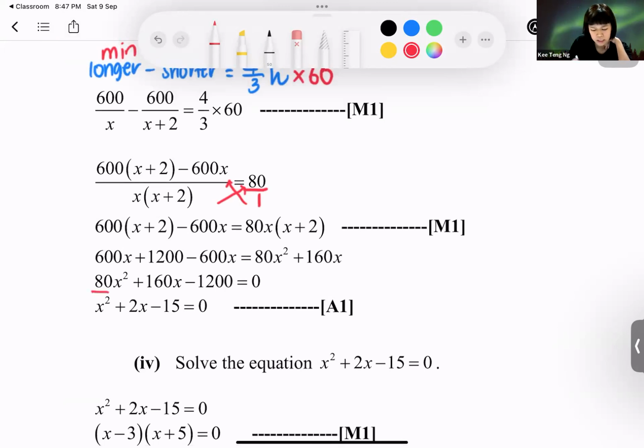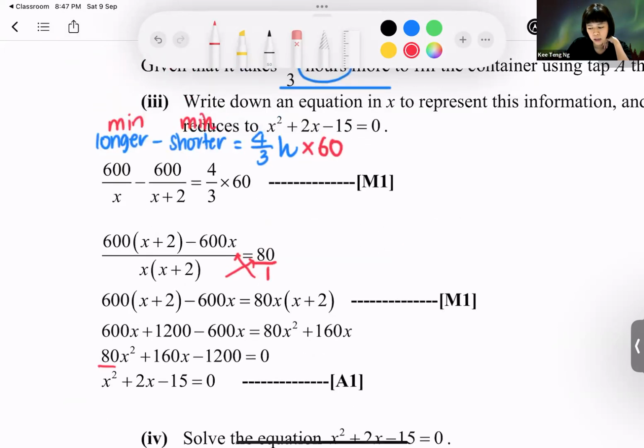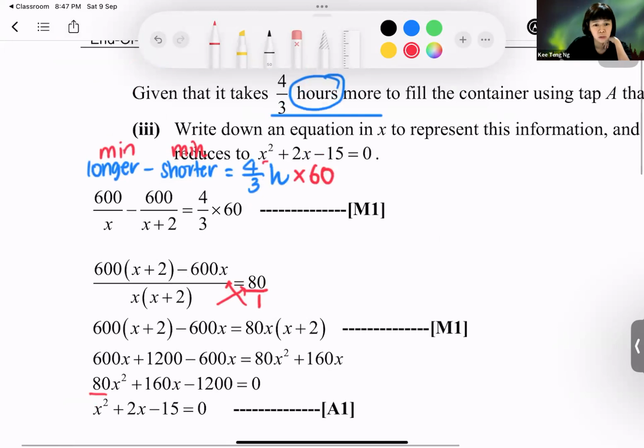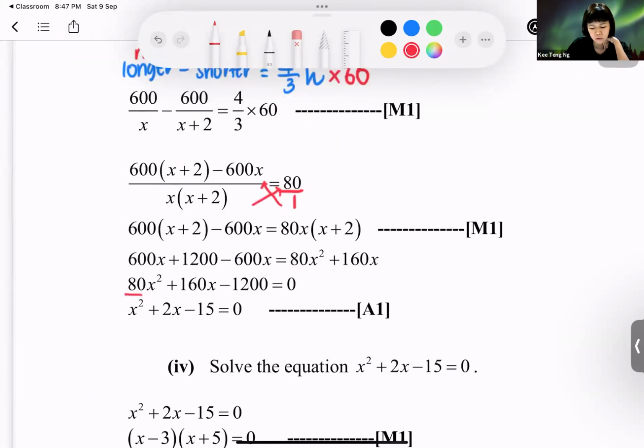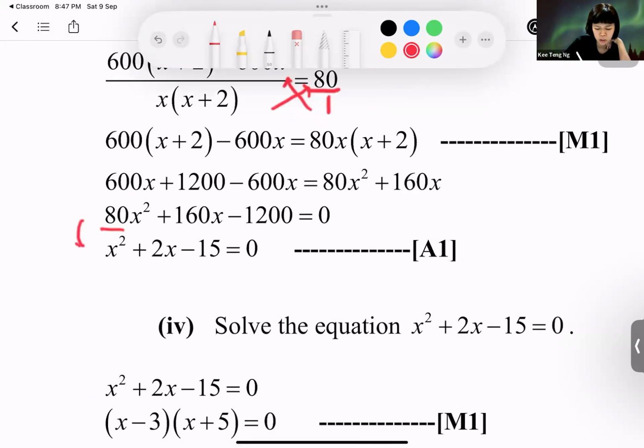But you notice this is 80 squared, and then this one is just x squared. So there might be common factors. So I'm going to reduce the equation by dividing it by 80. Then we simplify and show that the equation.